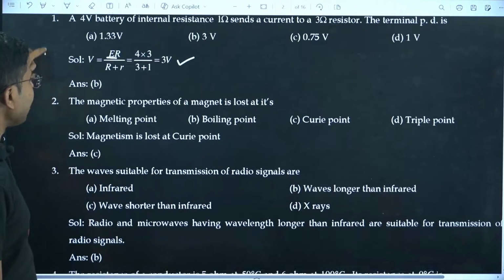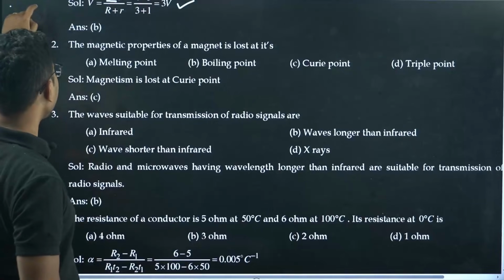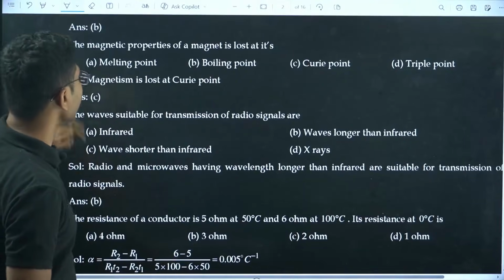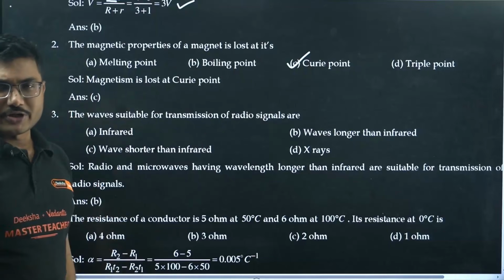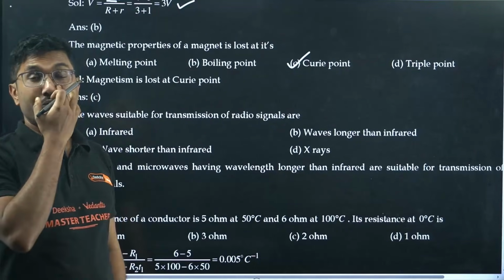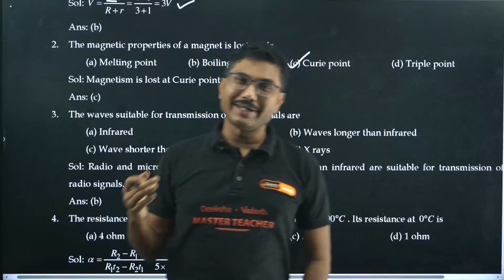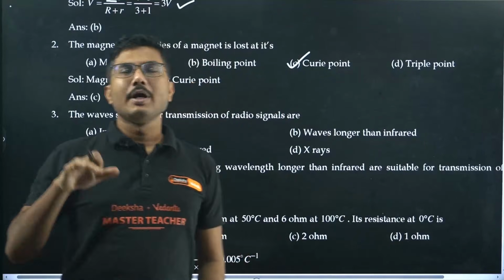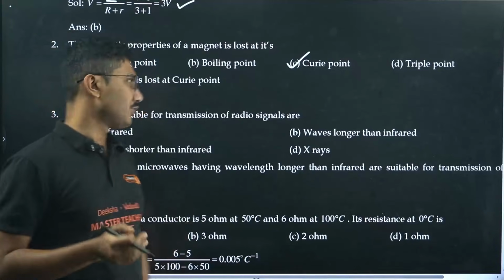Question number 2: The magnetic property of a magnet is lost at its Curie point. Even though a detailed mathematical calculation and explanation is not there, it is mentioned that above the Curie point a ferromagnetic material behaves as a paramagnetic material, and below the Curie point a paramagnetic material becomes ferromagnetic. Curie point is the transition temperature.